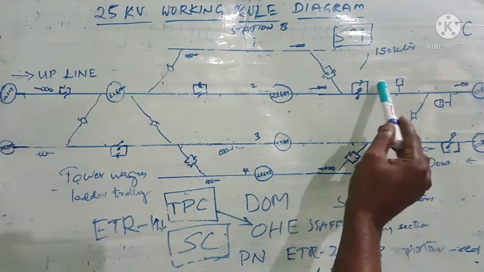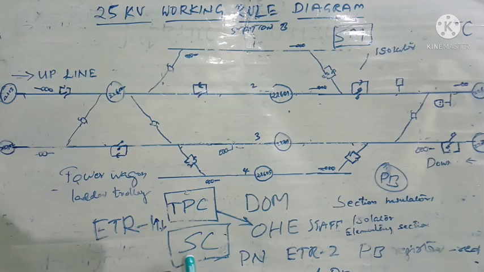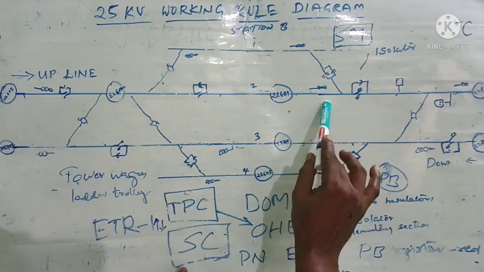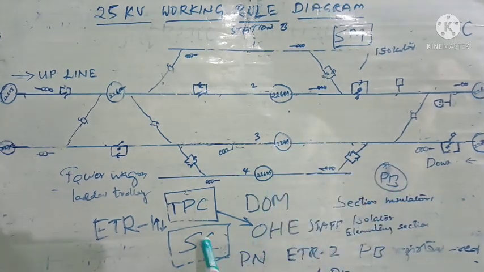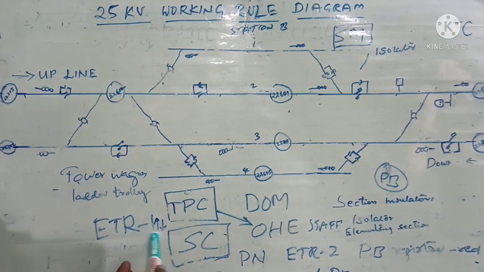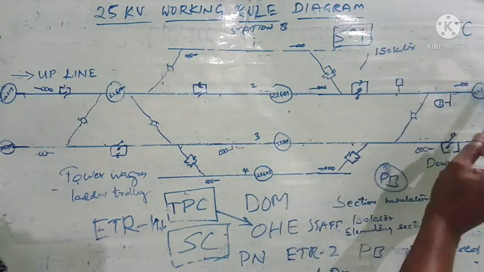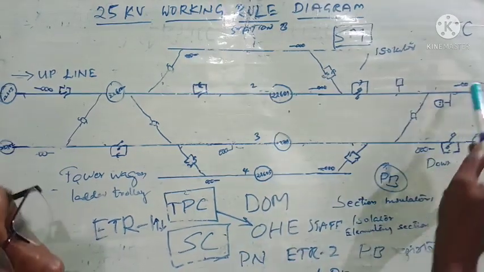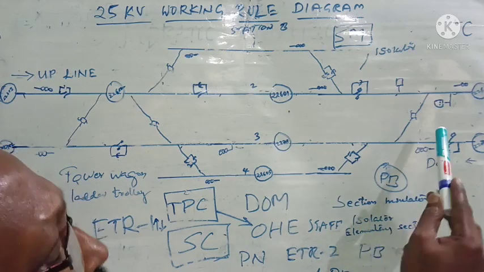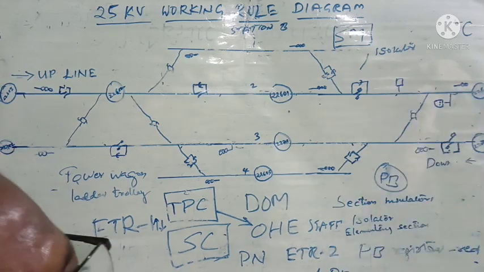Then the section controller will inform the station master. The station master will give consent to the section controller. All these messages are under exchange of private number. All precautions the station master must also take. Then the section controller will give consent to TPC through ETR1. Then TPC will shut the power in the elementary section 22600. He will also inform the OHE staff that the power block has been given into this section.